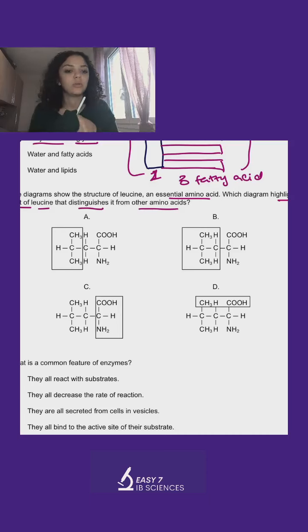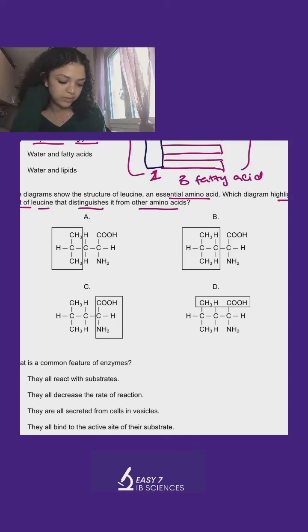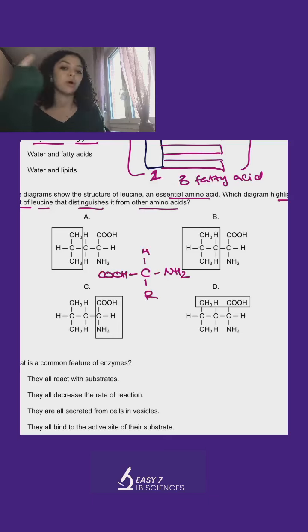Very good. Someone said B because it's the R group. Good. The thing that differentiates each amino acid is the R group. Usually the structure of an amino acid is an amino group, a carboxyl group, a hydrogen attached, and then the specific variable R group. So this R group is what distinguishes different amino acids. What are we going to circle in our answer? We're going to choose the answer that circles the R group.